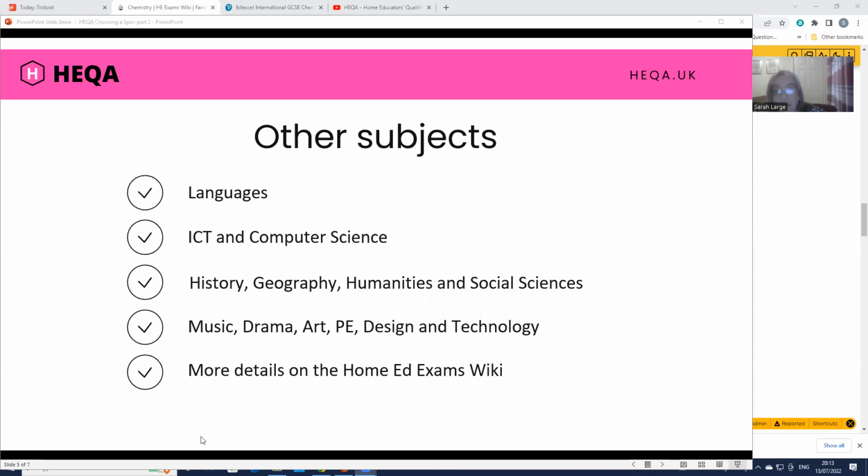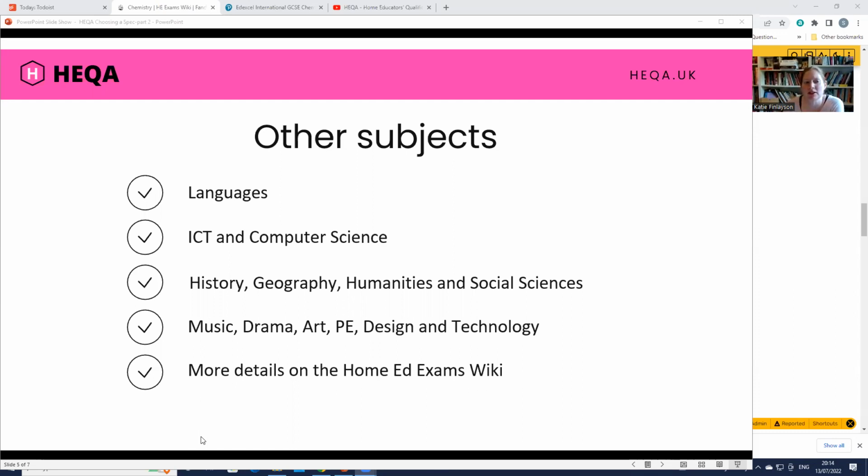Do you want to jump onto another one? Yeah, humanities and social sciences we'll kind of lump all together. We'll go a bit quicker now and not go into individual subjects. So this is things like psychology, sociology, economics, citizenship, business.